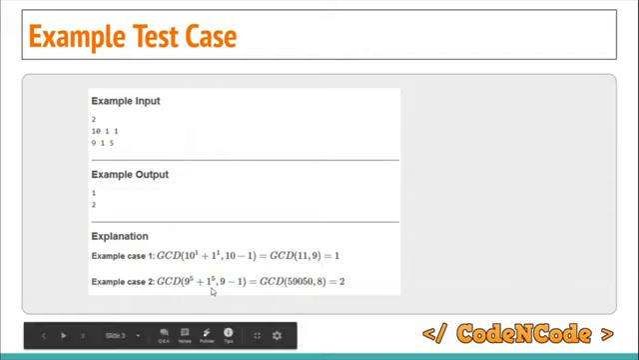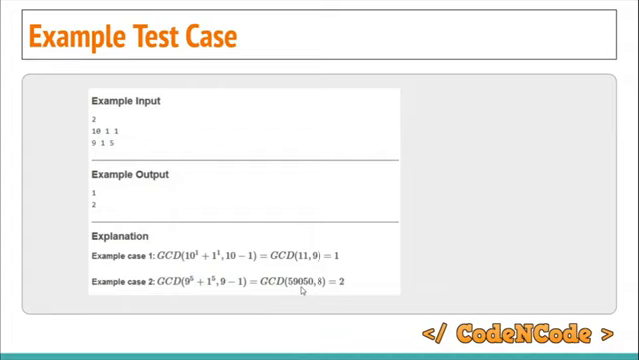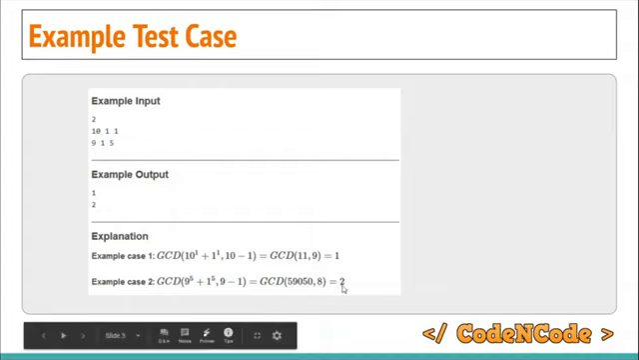For the second test case, we have a, b as 9 and 1 and n is 5. So the first number would become 9 raised to power 5 plus 1 raised to power 5, and the second number would become 9 minus 1. So you see the first number becomes very large, it's 59,050, and the second number is 8. GCD of both of them is 2.